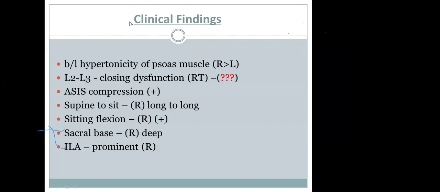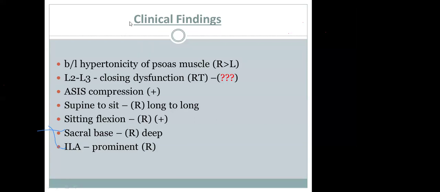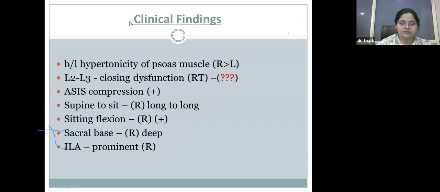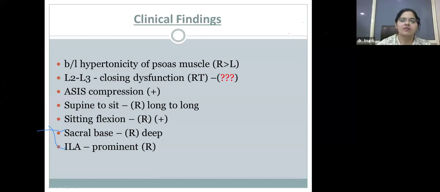Anybody disagree? You also have low back findings. How can you call it meralgia paresthetica? One of you got it right. So what are the dysfunctions here? What's happening at the pelvic level, at the sacrum level? What are the findings?